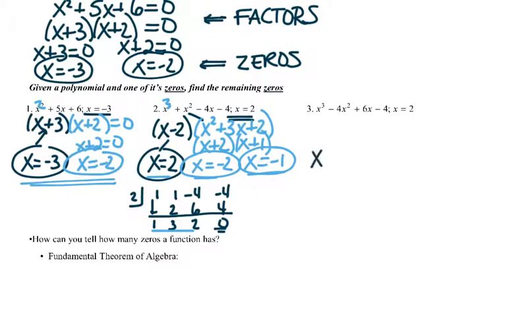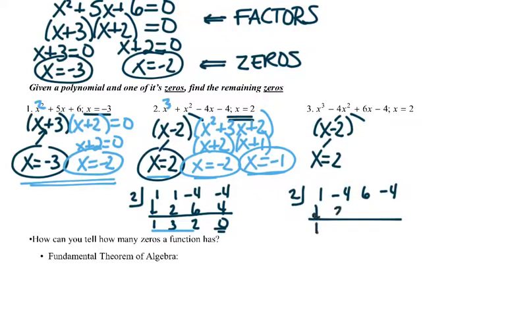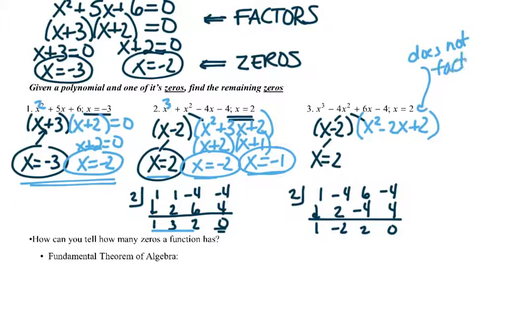One more. Free zero at x equals 2. Factor that comes from is x minus 2. Synthetic division using the opposite of the factor, which is the same as the zero. Drop the first number down, multiply, add, multiply, add, multiply, add, and then I'm going to get x squared minus 2x plus 2. Does that factor? Does not factor. Uh-oh. If it asked for just the factors, I'd be good, right?